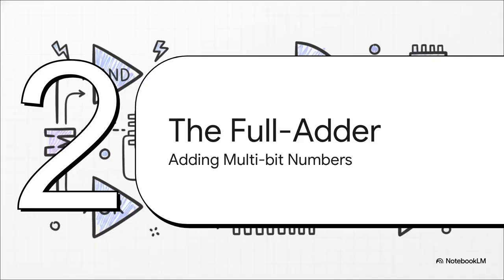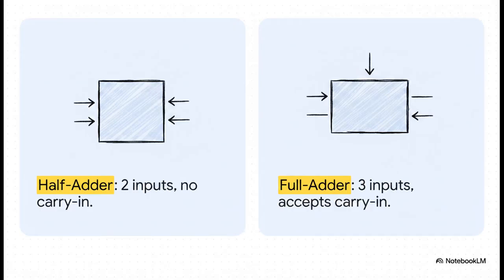Section 5. Adding more, the full adder. Here's the catch with the half adder, though. It can only add 2 single bits. It has absolutely no way to accept a carried over number from a previous column. So to add larger numbers, we have to upgrade to a full adder.